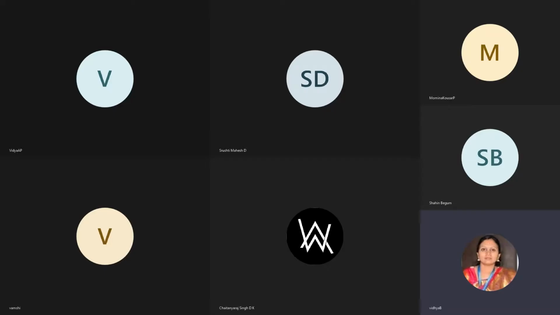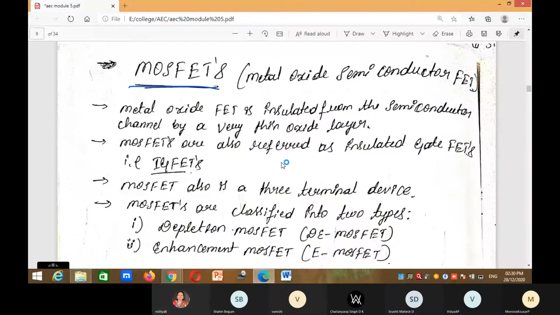Last class we discussed FET and types of FET, that is P-type and N-type FET, JFET. Now we shall discuss the MOSFET. What is MOSFET? Metal oxide semiconductor FET.